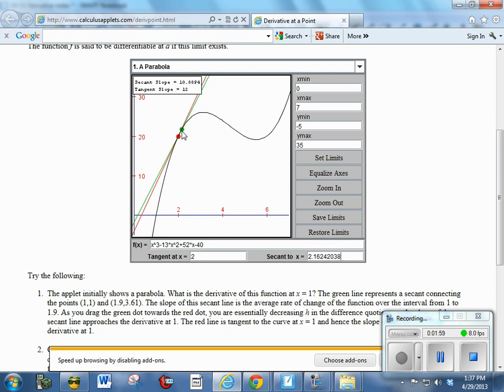So that's what I'm going to do. I'm going to pick a point that's really close to the point of tangency, really close to (2, 20), and I am going to estimate the slope of the tangent line by doing that. So that's what we're going to start out doing.